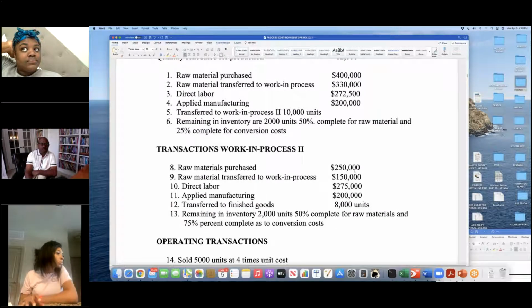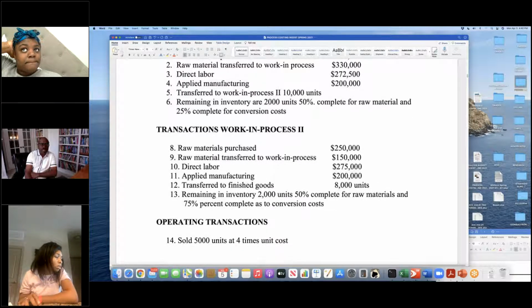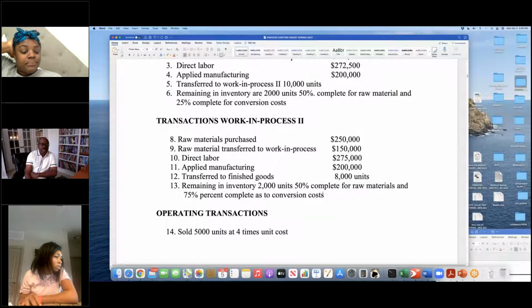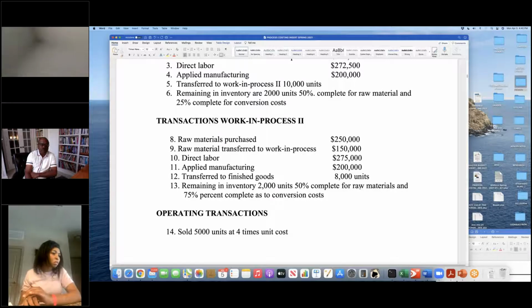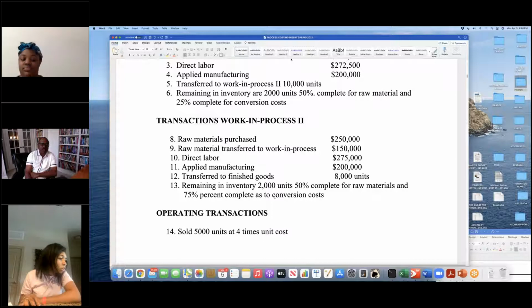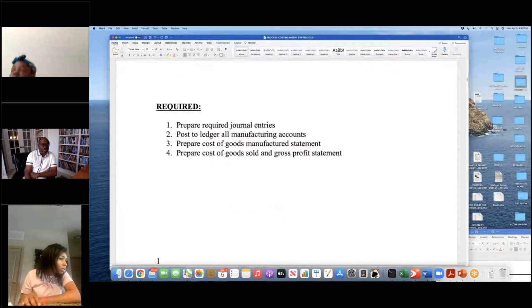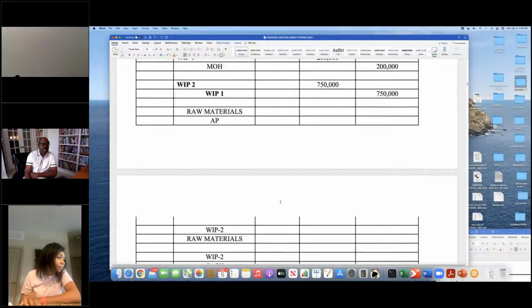It tells you raw materials purchased 250, transferred in 150, direct labor 275. Okay. You apply 200,000 in manufacturing overhead, and you complete 8,000 units. So you brought in 10,000, you complete 8,000. There are 2,000 that are 50% complete for raw materials and 75% for conversion cost. Okay. So we're going to do the standard journal entry.